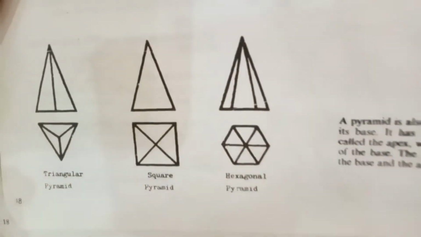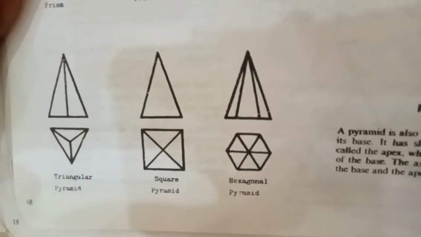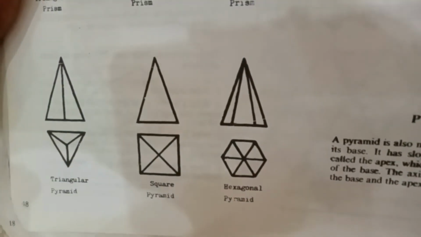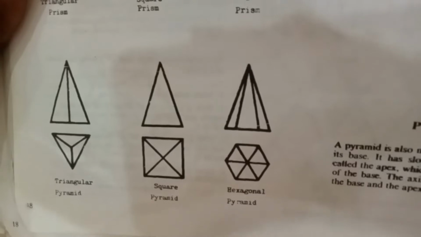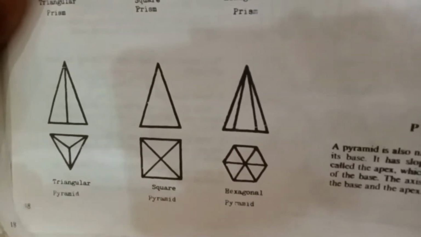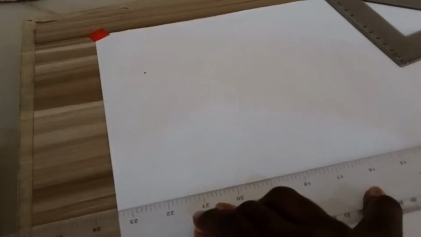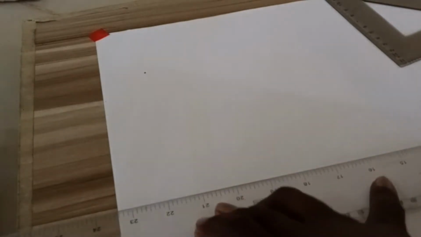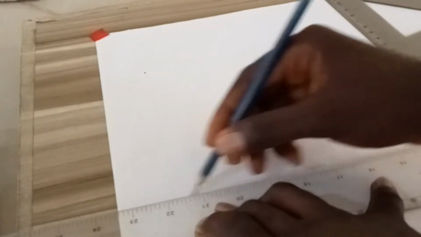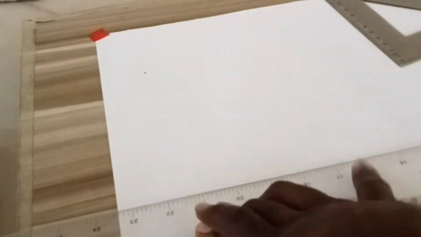Alright, so hexagonal pyramid. Here we have the front elevation and plan of different types of pyramid: triangular, square, and hexagonal pyramid. And as you already know, we'll be working on a hexagonal pyramid today. So I will draw a horizontal line on my T-square.